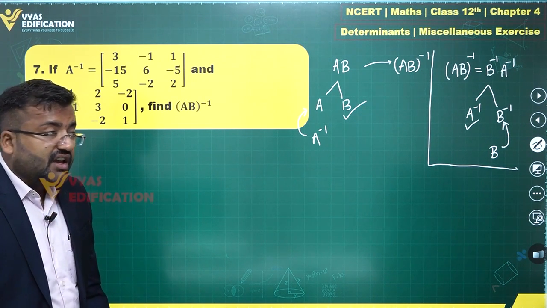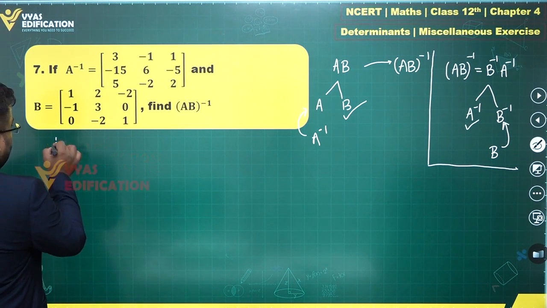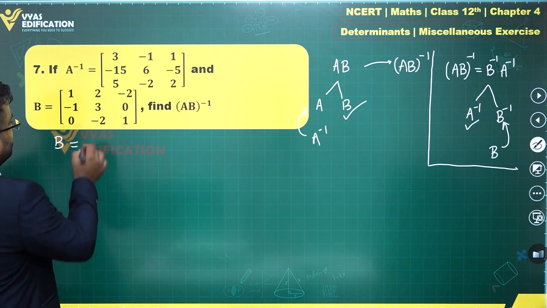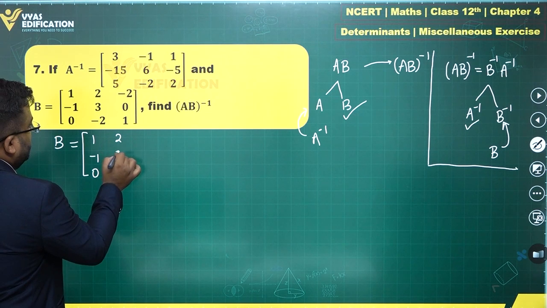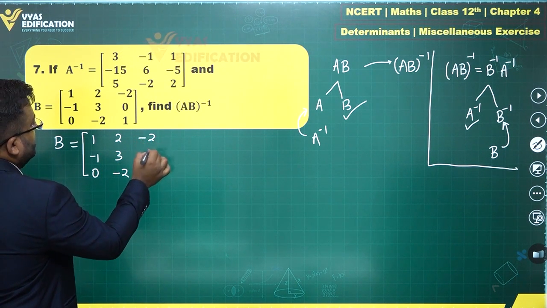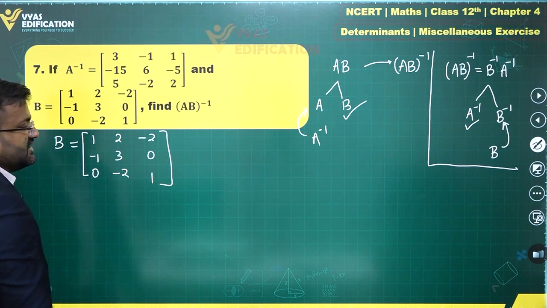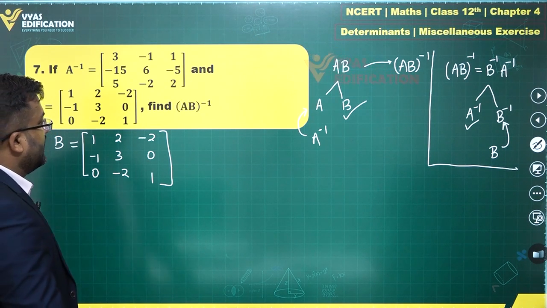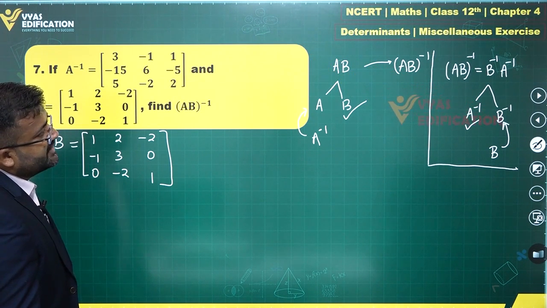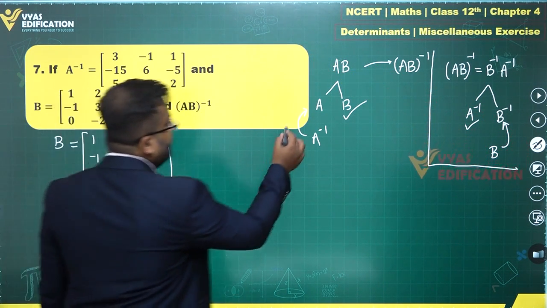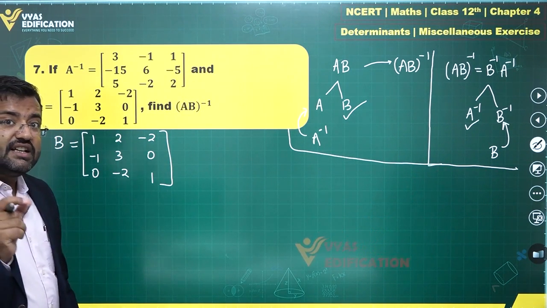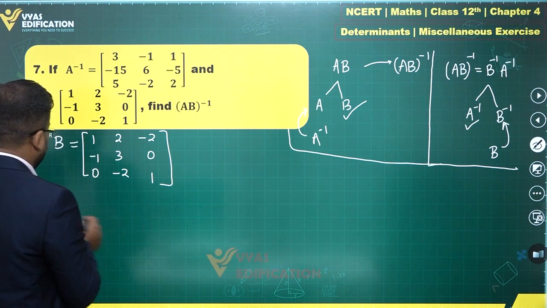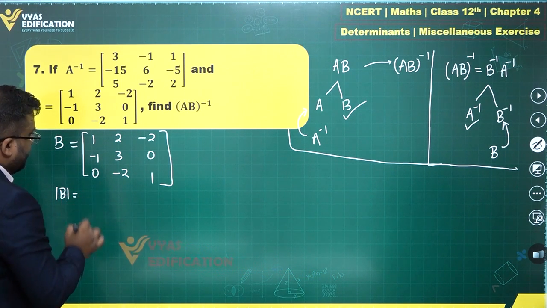Given the matrix B, can I find B inverse? Yes, maybe. 1 minus 1 0, 2 3 minus 2, minus 2 0 1. This is the matrix B. Okay, and with this matrix B, let's let it remain as it is. I will first check the determinant of B. Determinant of B is equal to what?